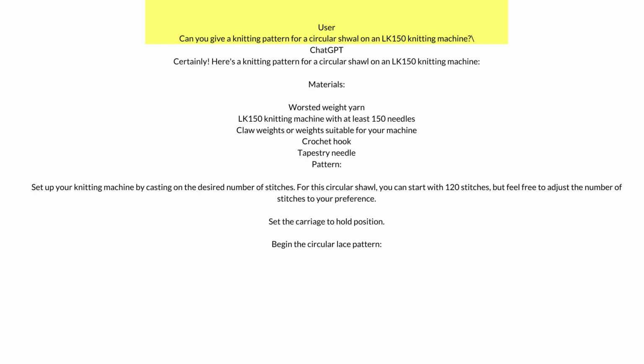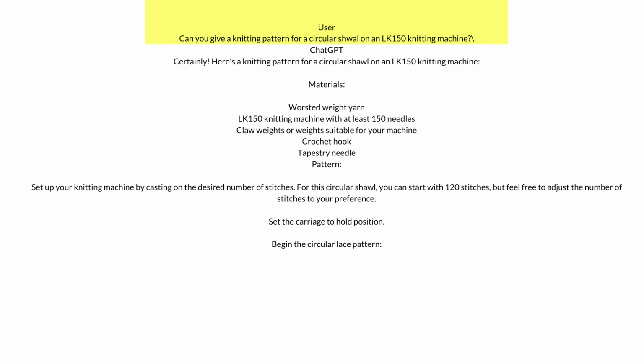Can you give a knitting pattern for a circular shawl on an LK150 knitting machine? Certainly, here is a knitting pattern for circular shawl on LK150. Material, worsted weight, machine, claw weight, crochet hook, tapestry needle. So all the materials are very similar. And the pattern here for this circular shawl, you can start with 120 stitches.